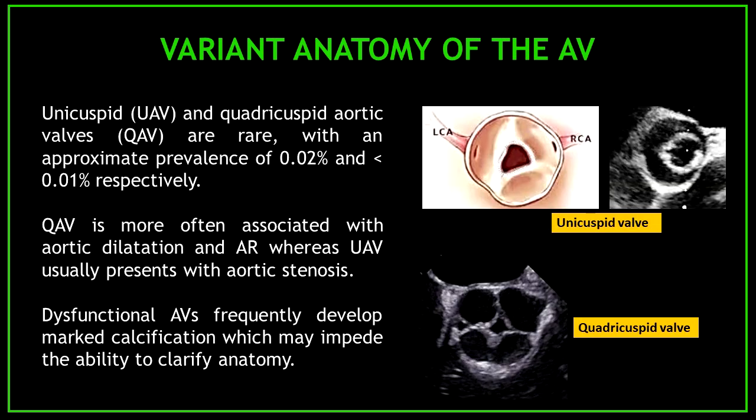Unicuspid and quadricuspid aortic valves are rare, with an approximate prevalence of 0.02% and less than 0.01% respectively. Quadricuspid aortic valves are more often associated with aortic dilatation and aortic regurgitation, whereas unicuspid aortic valves usually present with aortic stenosis. However, all dysfunctional aortic valves frequently develop marked calcification, which may impede the ability to clarify anatomy.